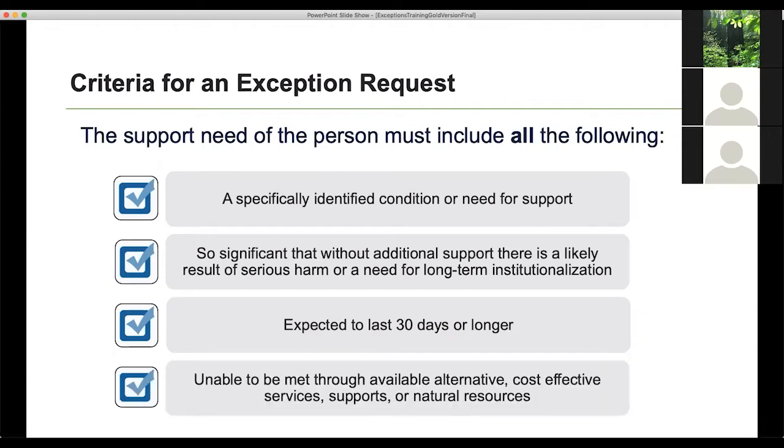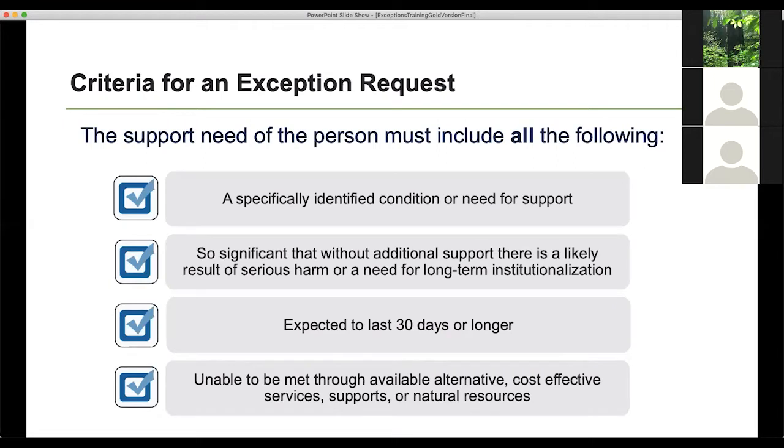And then lastly, it's unable to be met through available alternative cost-effective services, supports, or natural resources. So somebody might have that increased significant need. It could be, again, a dangerous or harmful situation, and it is long term. But maybe there's a family member who's very involved and actually provides a lot of natural support. Then maybe there isn't a need for an exception so much as their plan identifies this intensive support. It's an exceptional level of support, but it doesn't translate to exceptional funding. At the same time, we definitely want to have that information documented and established.